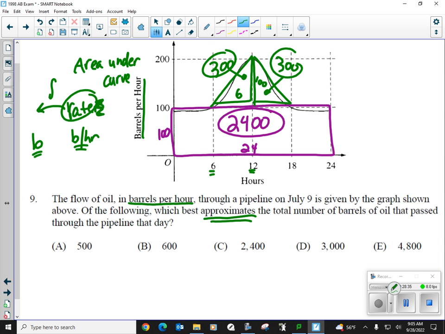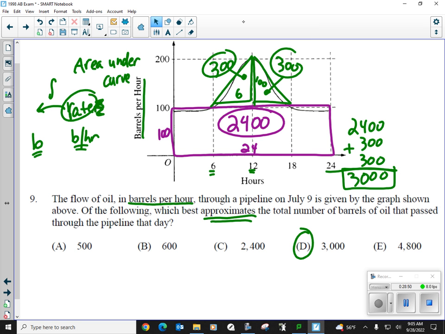So let's add them all together. 2400 plus 300 plus 300. Oh, look at that, 3,000. Choice D, 3,000.